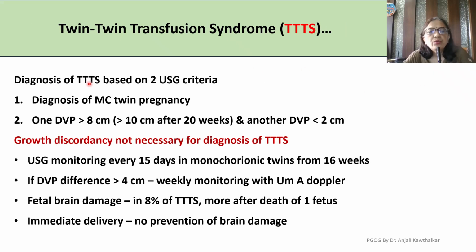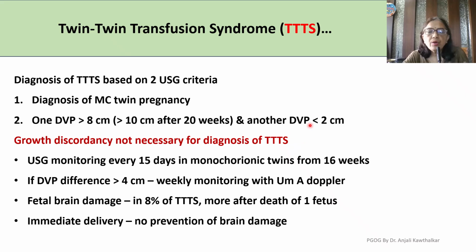How do we diagnose twin to twin transfusion syndrome? It is based on two ultrasonographic criteria. First is diagnosis of monochorionic twin pregnancy, where a single placenta will be observed. Second, we have to focus on the deep vertical pocket to know about the amniotic fluid. One DVP greater than 8 centimeters and another less than 2 centimeters.